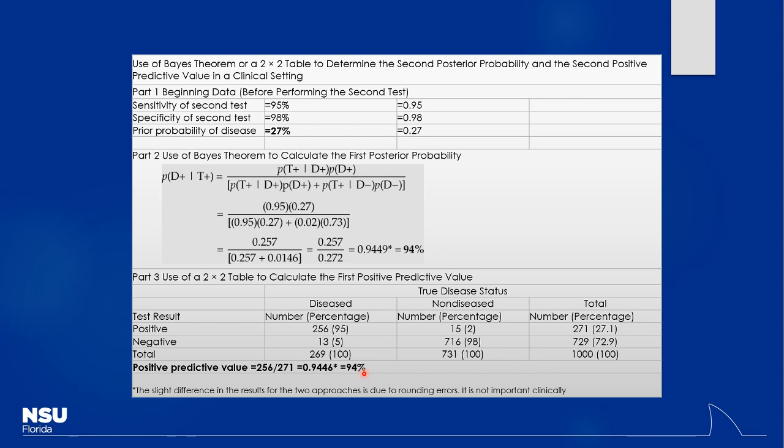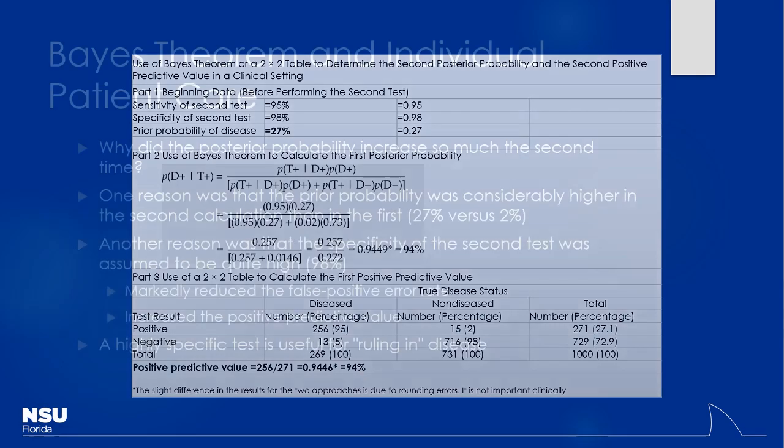You start off with that prevalence as your prior probability, you end up getting a posterior probability, then use that as your new prior probability, okay? You do that as a stepwise approach until you come up with your final diagnosis there.